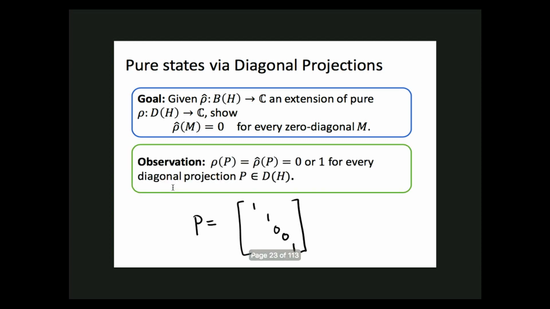So the observation, which is very easy to prove, is that if you have a diagonal projection, which is just an infinite matrix with zeros and ones on the diagonal, then any pure state and its extension must be either 0 or 1 on this diagonal projection. Okay, this is like a two-line proof.